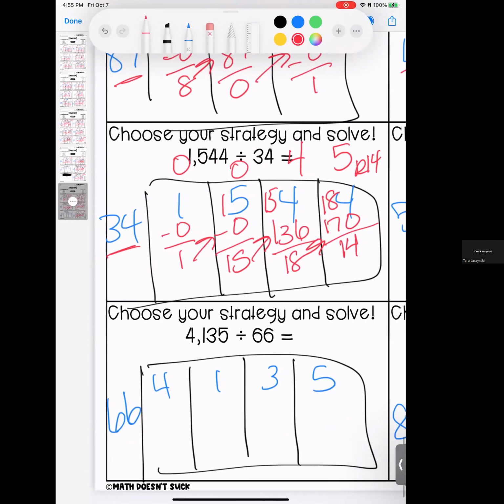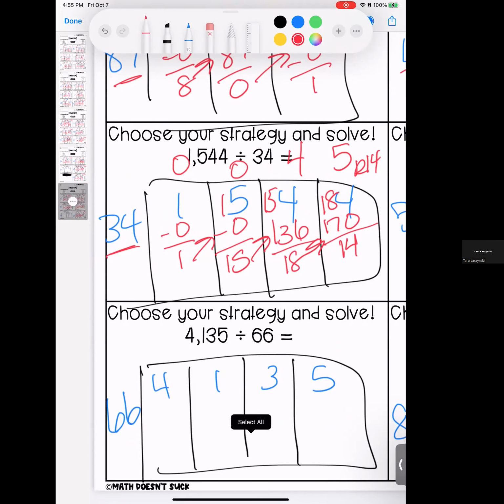Last one, we're dividing 66 into 4,135. It is not going to go into 4, not even into 41. But it will go into 413. The closest that I can get is 6 times. That's 396. When I subtract that from 413, I'm left with 17, which I bring next door.